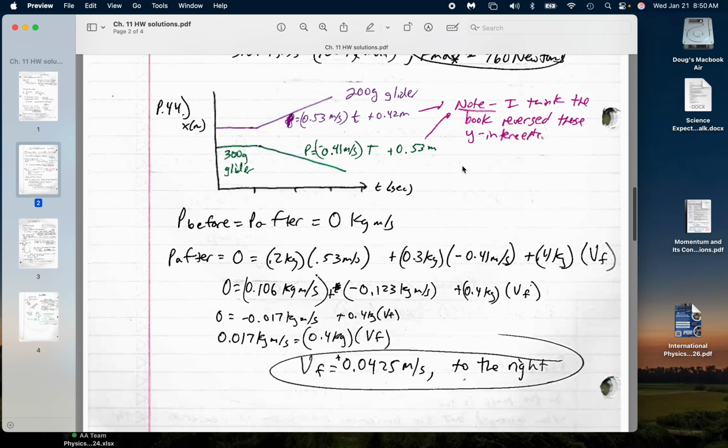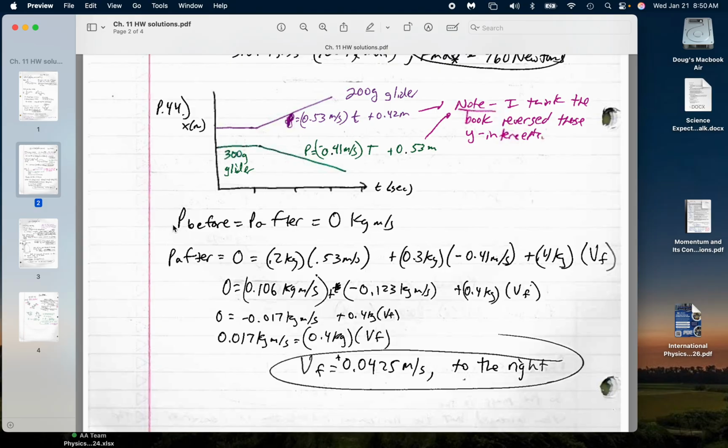For problem 44, you have 3 gliders. They are 200, 300, and 400 gram gliders. They show you a graph of the 200 and 300 gram gliders after they have plungers that explode, much like the carts we used in lab. And so they show this, they show y's and x's, I'm showing positions and times. I do think the book mixed these y-intercepts up because the 200 gram glider was above the 300 gram glider. Those actually aren't relevant. What is relevant are these speeds. And they're actually positive or negative, so those are velocities.